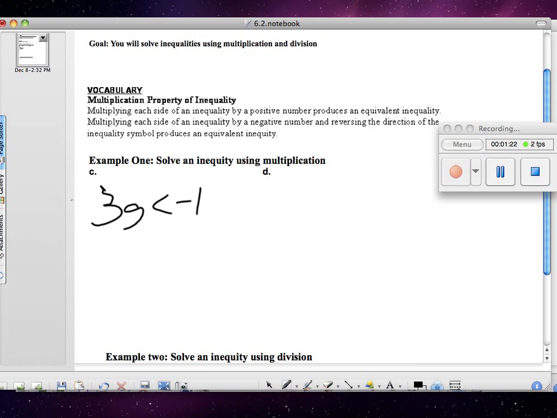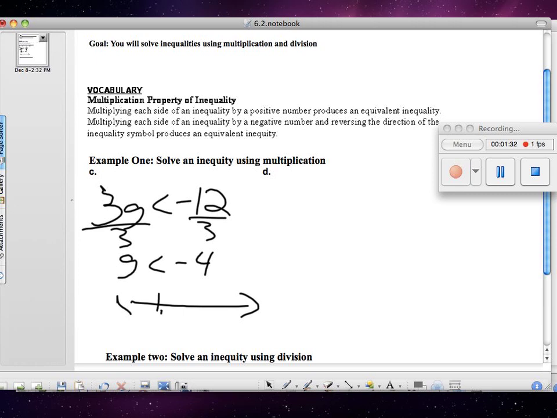We've got 3g is less than negative 12. We divided both sides by 3. We've got g is less than negative 4. Then we make our little graph. And we've got negative 5, negative 4, negative 3. Remember, because you need two numbers on either side. Is it going to be an open or closed circle over negative 4? Do you want to answer this? Yes. It's an open circle because it's not underlined. So I put an open circle over negative 4.